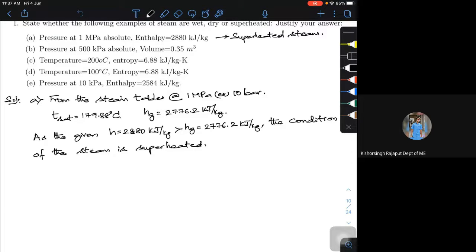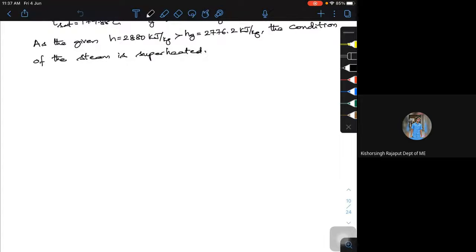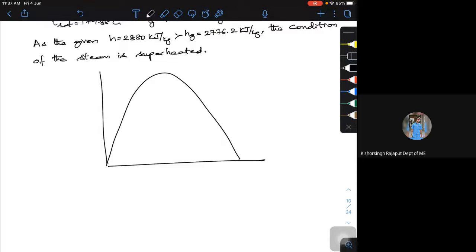Why is it so? If you look at the dome, this is how it is. If you look at the condition of the steam, that means the steam is not on the dry line. See, these are the pressure lines, how it goes. So this is somewhere here.